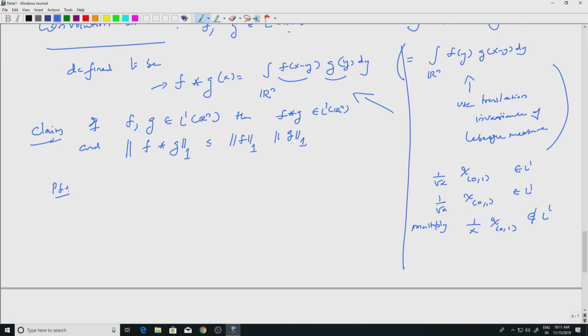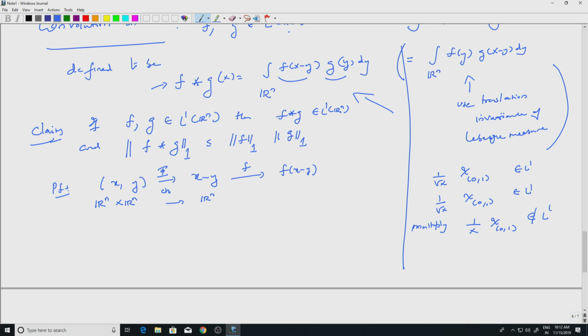So what you do is you look at the map (x,y) going to x minus y, and let's call that phi. So phi is continuous, right? Where is the map going from? This is Rn cross Rn, which is R to 2n, going to Rn. This is a continuous map, and then you compose with f, which is a measurable function, to get f of x minus y. Of course, we don't know if this is measurable. This map may not be measurable. We don't know that because f is only Lebesgue measurable.